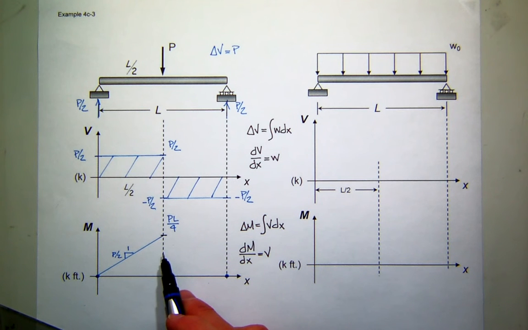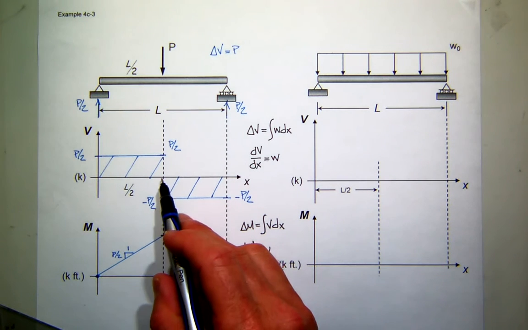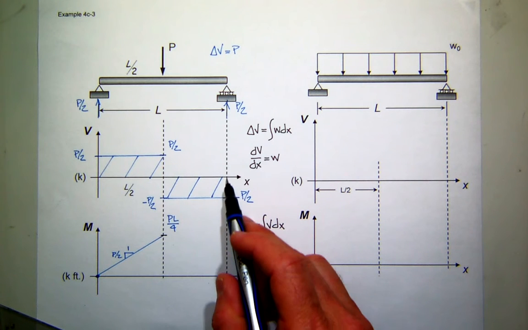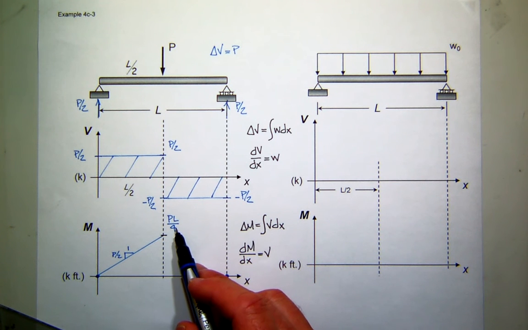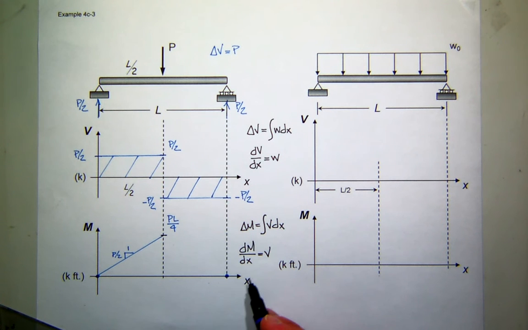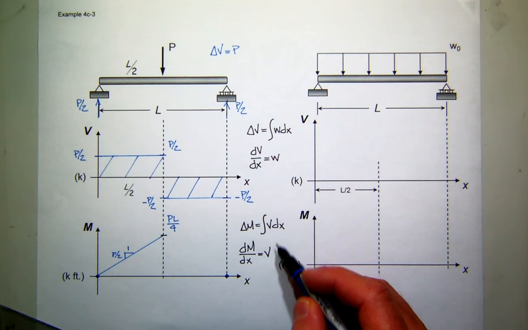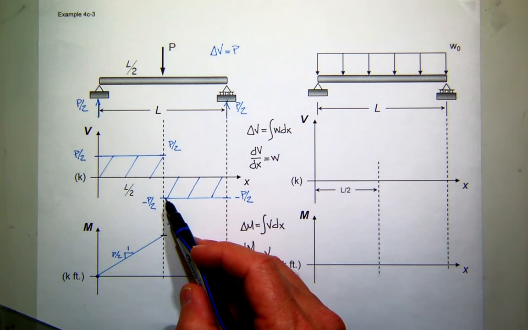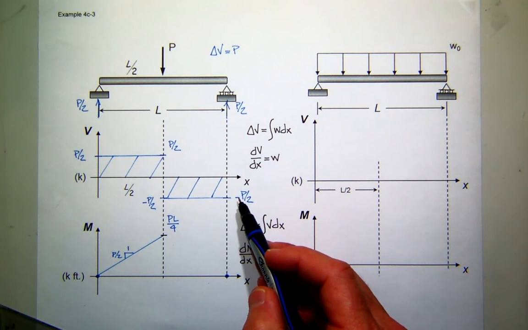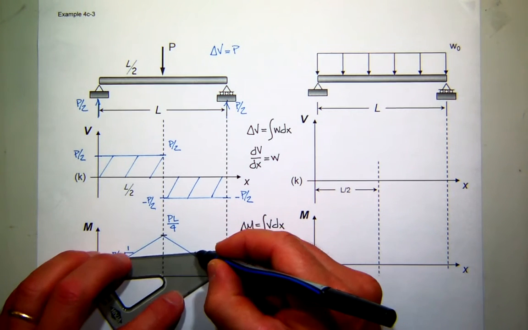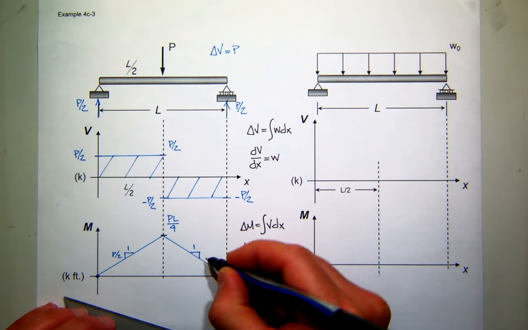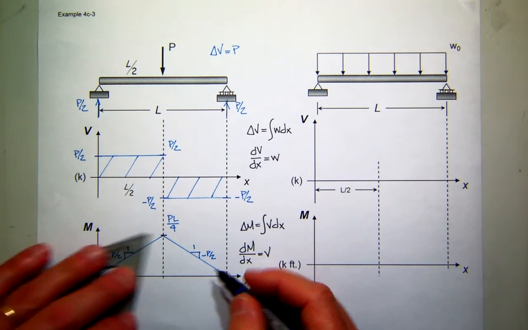Now the change in moment between L over 2 and L is the area of the shear diagram from L over 2 to L. And what is that area? Negative P over 2 times L over 2. That's negative PL over 4. So positive PL over 4 minus PL over 4 brings us to 0. Great, it matches. The slope is what? Equal to the shear. And what's the value of the shear? Negative shear, so negative slope. And it's constant. And if you were to track that, you would see this be minus P over 2. And there is your moment diagram.